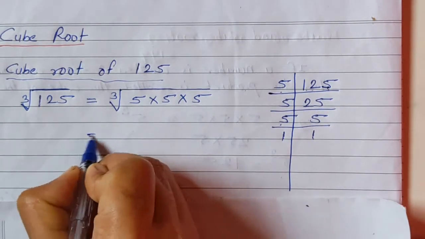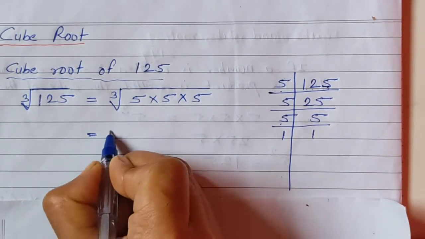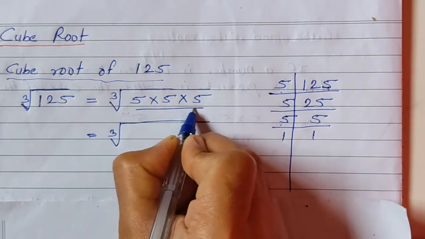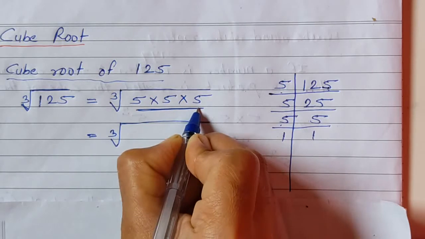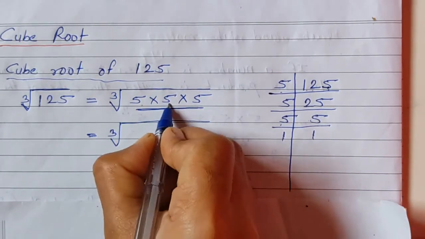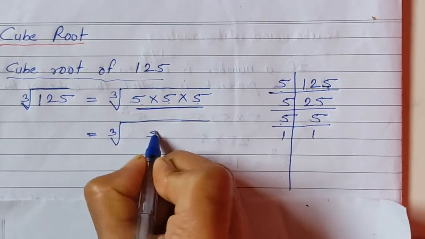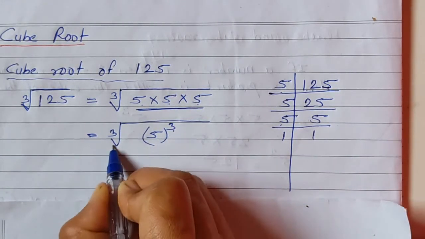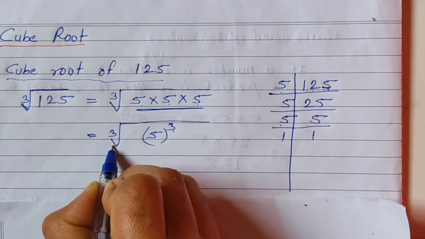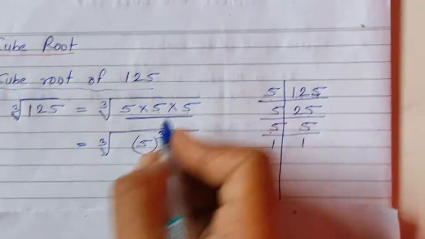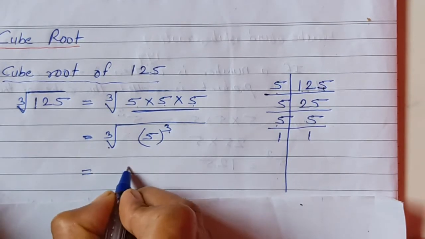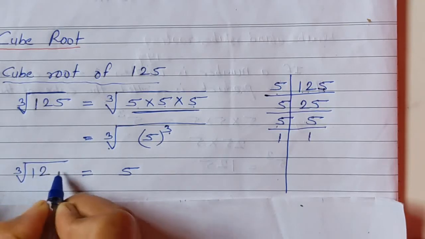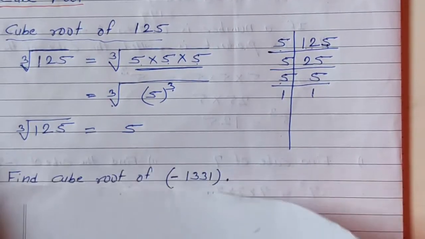Here I am creating a group of these 3 same numbers. You know this 5 into 5 into 5 can be written as 5 cube. Again, cube and cube root are opposite actions, so they will eliminate each other and we will get only 5. So this is the answer of cube root of 125.